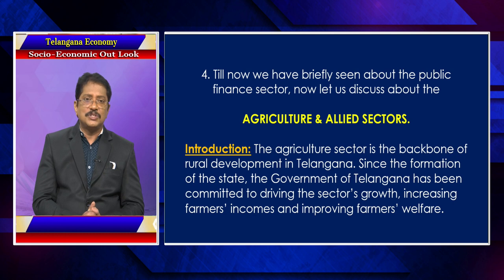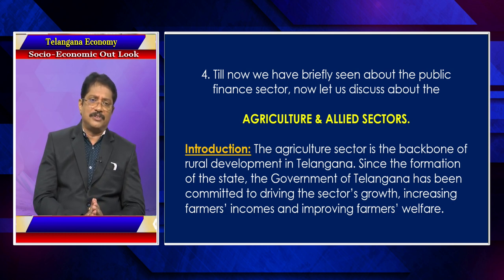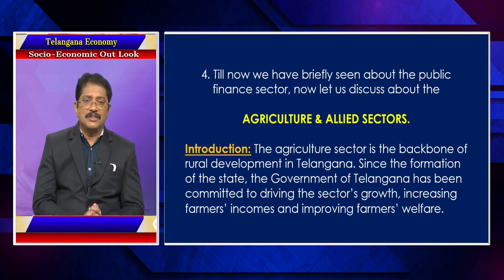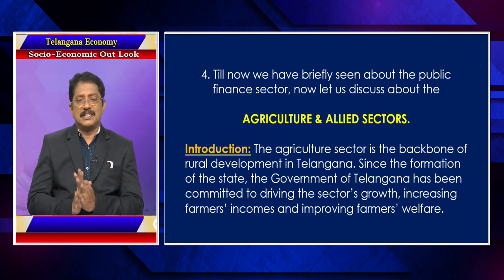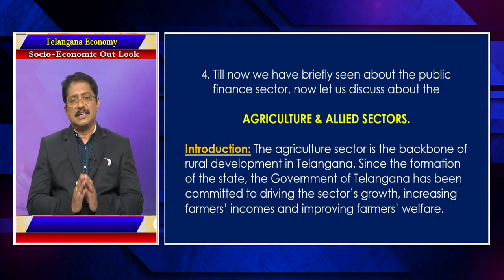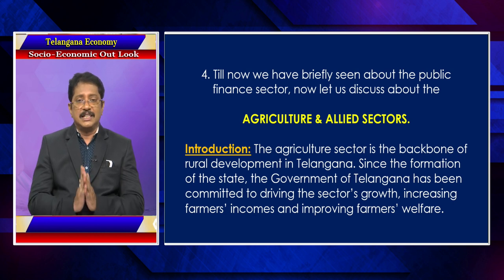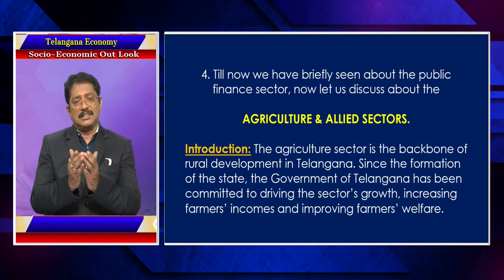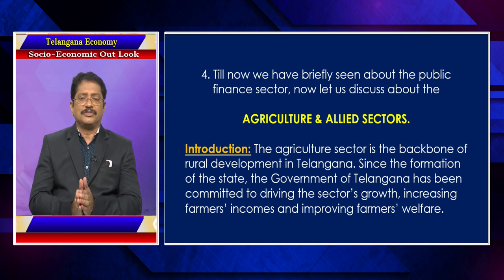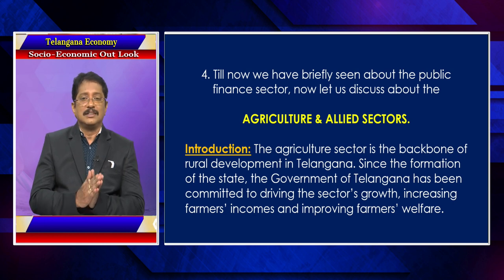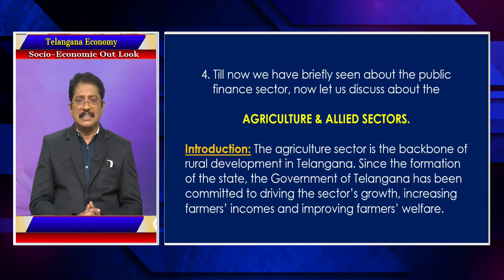In the agriculture and allied sectors, as you know, agriculture is the backbone of rural development in Telangana. Since the formation of the state, the government of Telangana has been committed to driving the sector's growth, increasing farmers' incomes and improving farmers' welfare. So we are giving more importance to Jai Jawan and Jai Kisan. Here the government is giving more schemes for the welfare of our farmers. So many schemes are implemented, that is Raitu Bandhu, Raitu Bima, Dharani portal, all these in the agriculture and allied sectors.